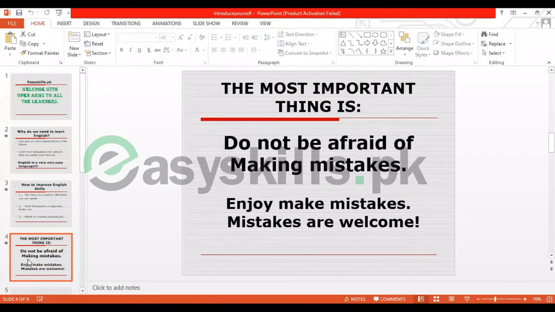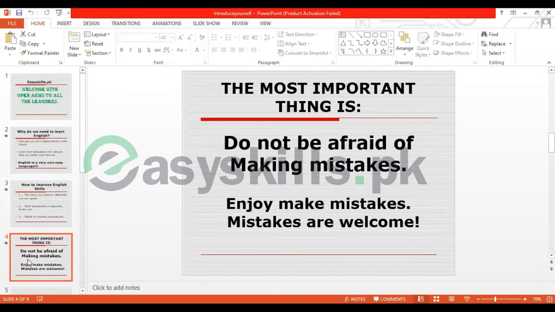Here we go for the next slide. The most important thing is, do not be afraid of making mistakes. Yes, that's true. If you want to improve your spoken English, do not be afraid of making mistakes. It means कि आपने डरना नहीं है गलतियां करने से. बाज़ुकात हम रुक जाते हैं. We are hesitant because we are not good at English. जब हमें महारत नहीं होती अंग्रेजी पर, तो हम अंग्रेजी बोलने से कतराते हैं. But do not be afraid of making mistakes. No one is perfect.